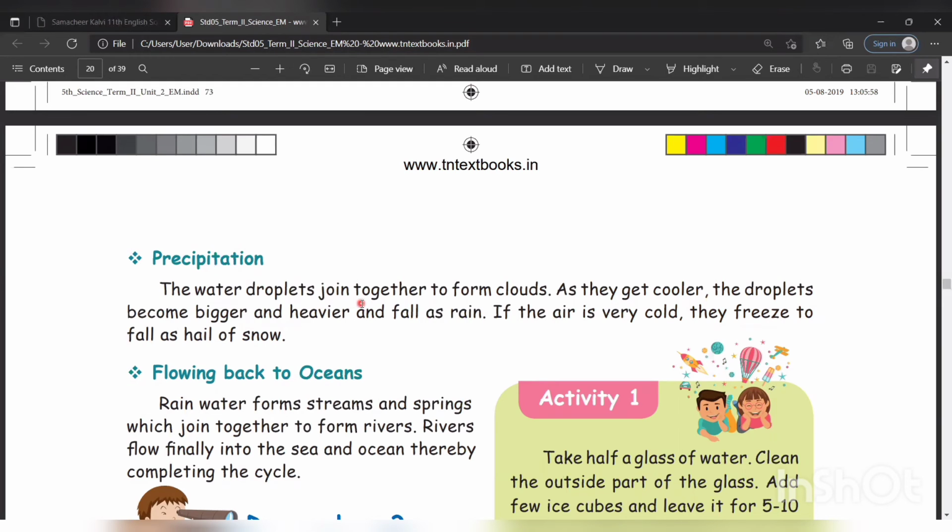The water droplets, what happens? They join together to form clouds. The droplets become bigger. They join together, and the droplets become bigger and heavier. And ultimately, what happens? It falls as rain. So if the air is very cold, what happens? They fall as hail or snow.